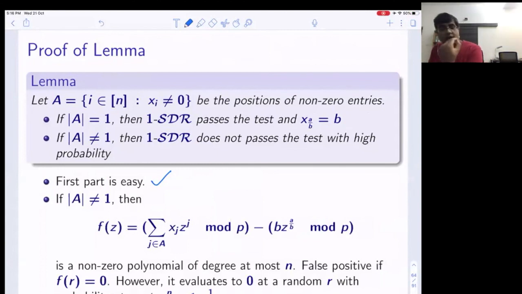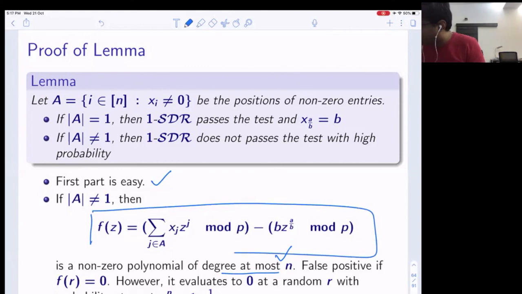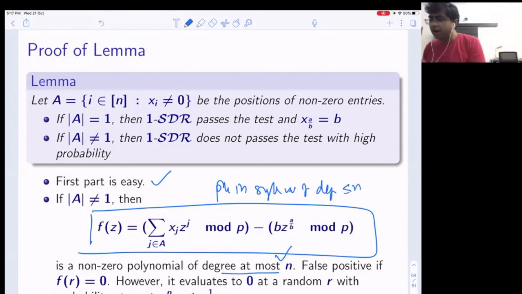If there had been a single entry, then this would be equal to 0. And what is the degree of this polynomial? Well, z to the power j mod P, where j is the number of the coordinate. So this is a non-zero polynomial of degree at most n. Why do you have a false positive? Well, I have passed the test. It means this minus this is equal to 0, f(r) equals 0. But this is a polynomial in a single variable of degree at most n, evaluating to 0.